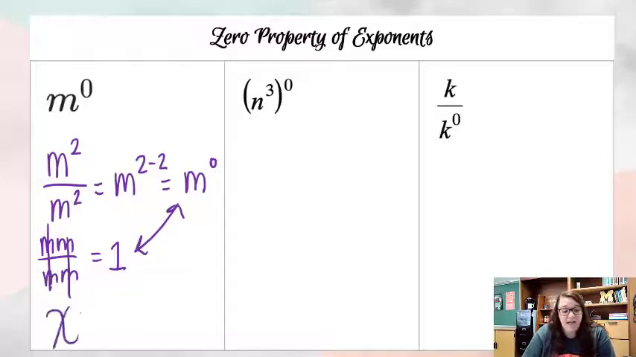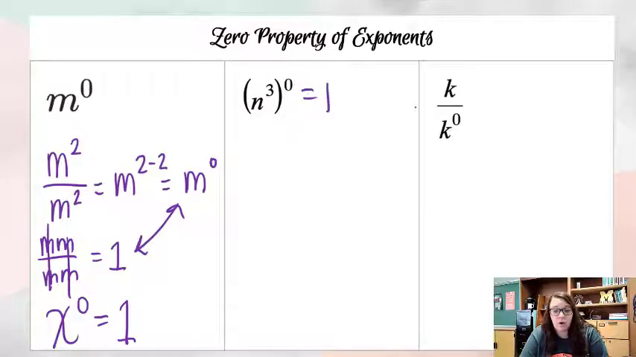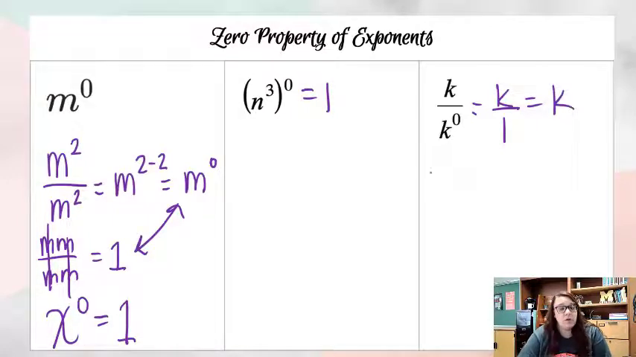Matter of fact, anything to the 0 is equal to 1. This is the 0 property of exponents. So I don't care what is in this parentheses, it's to the 0 power, so it's 1. On this one, the bottom, k to the 0, the bottom is 1, and the top is k, so this is just k. Or you could think of this as 1 minus 0, which is just k to the 1 or k.